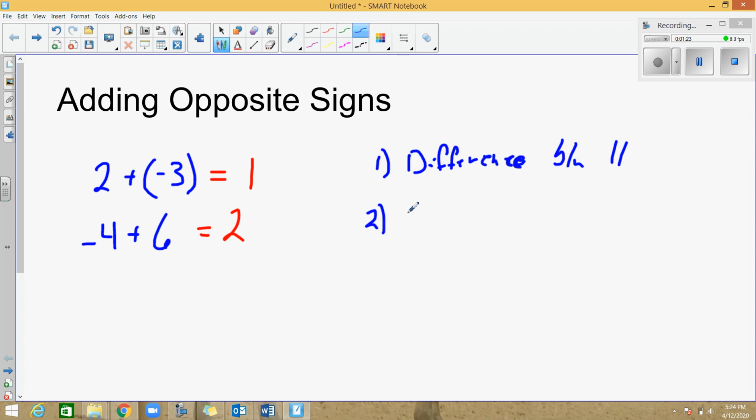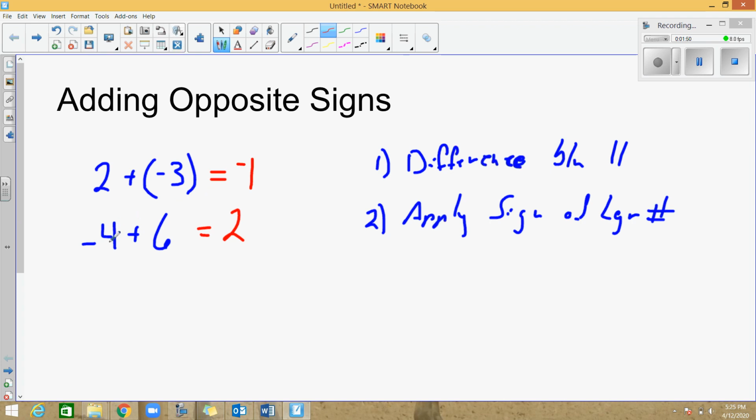The second rule is you apply the sign of the larger number. So let's come back here. Which is larger? And when we're talking larger, we're talking in their absolute sense. Which is larger, 2 or 3? Well, 3 is larger. Its sign is negative, therefore this answer becomes negative 1.